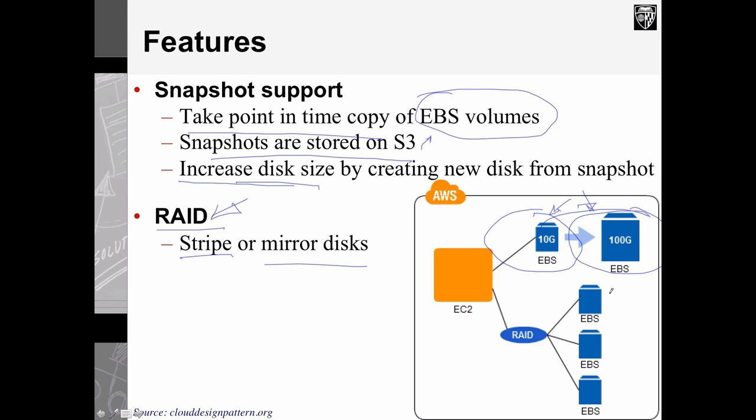In this case, I have attached 3 EBS volumes to my instance, and I'm using RAID technology and then presenting it to the EC2 instance. So let's say there are 3 10 GB volumes. I can then stripe them and present a larger logical volume to my EC2 instance.